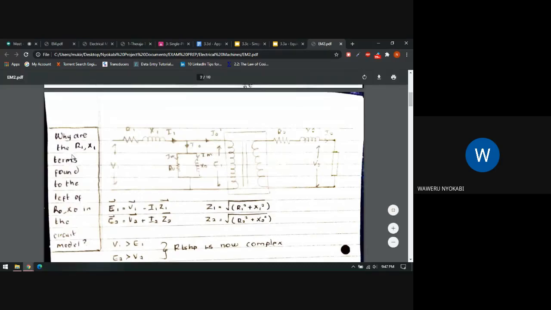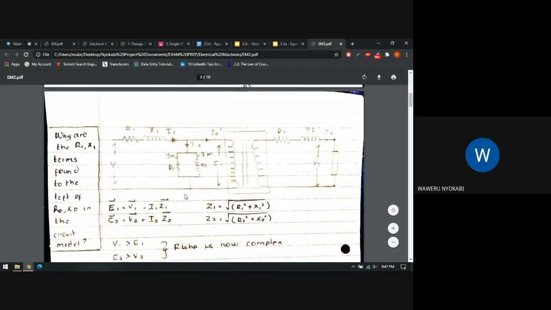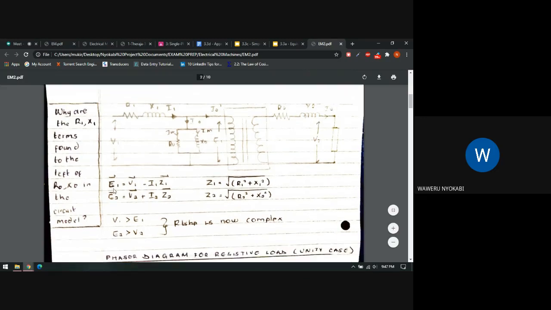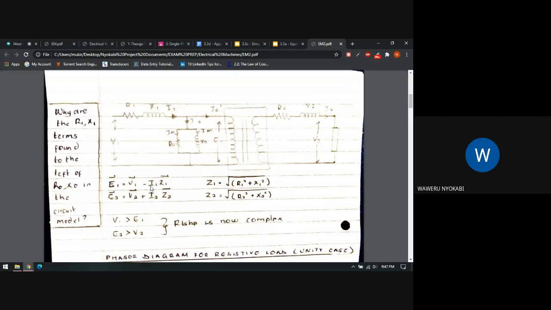So the question asked why R1 X1 is located to the left, and R0 X0 is located to the right. When you think about it, we're just going to go back to this equation. From here, we get the equations E1 is equal to V1 minus... Now it's no longer resistive. You remember it would have been I1 R1 in the previous type, but now it's Z1 being equal to this.